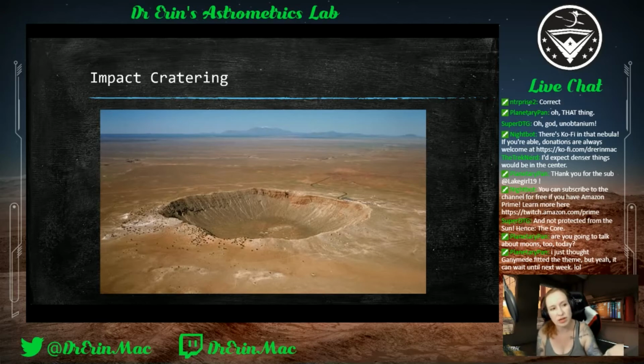But if we can look at the impact craters on the Moon or Mercury, where there's not an atmosphere, and as far as we can tell, there hasn't ever really been one, we can start to understand the history of our own solar system here.